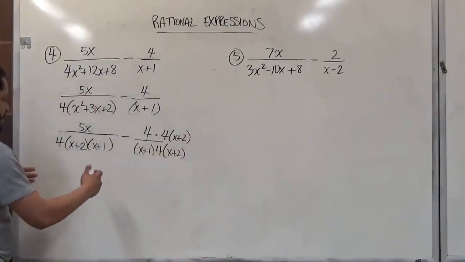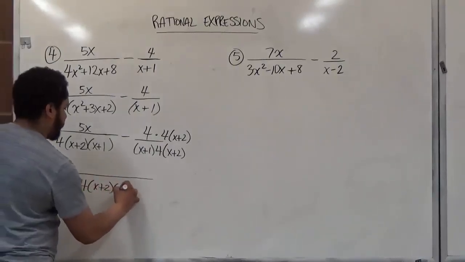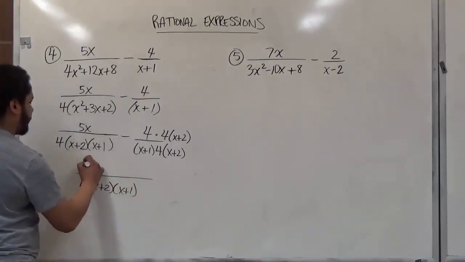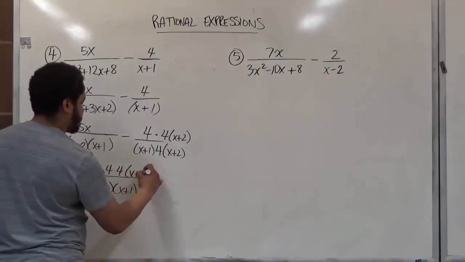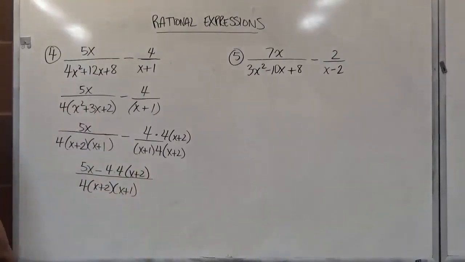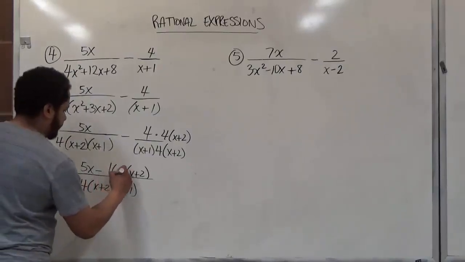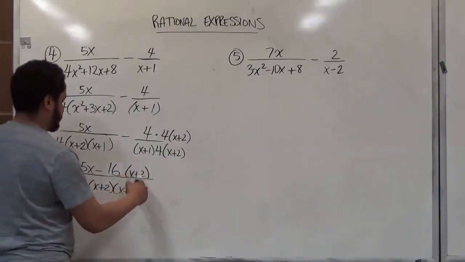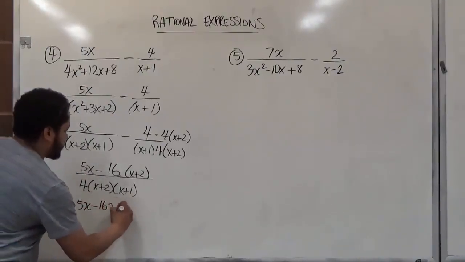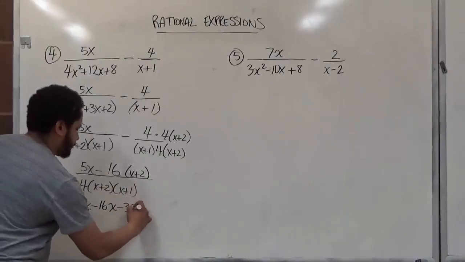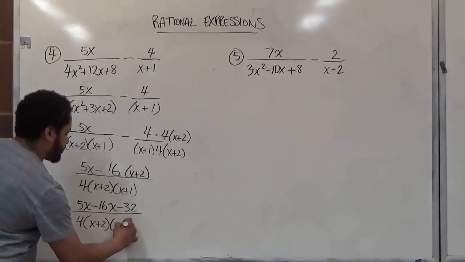So now let's join these denominators together and get one denominator. We have 4, x plus 2, and x plus 1. In the numerator we have 5x take away 4 times 4 times x plus 2. Now we can just rewrite this first multiplication of 4 times 4 and put a 16 because they are actually multiplying, and we're going to have to distribute the negative into these. So now we have 5x, and then we have negative 16x, negative 32. Now all of this is over 4 times x plus 2 and x plus 1.